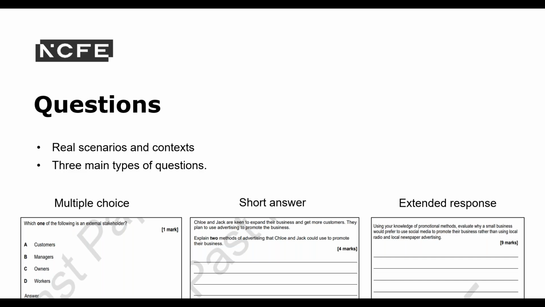The third type of question is the extended response, and these questions are usually worth 6 marks or more. And this example is a 9-mark question and asks learners to use their knowledge of promotional methods to evaluate why a small business would prefer to use social media to promote their business rather than using radio and local newspaper advertising.